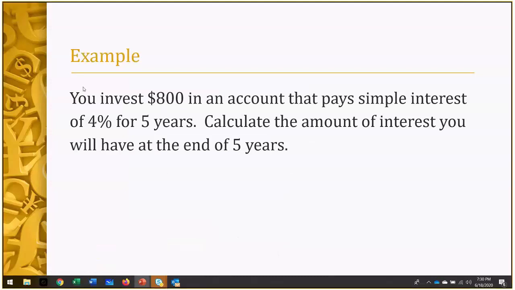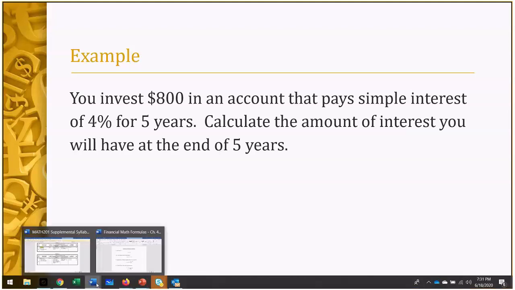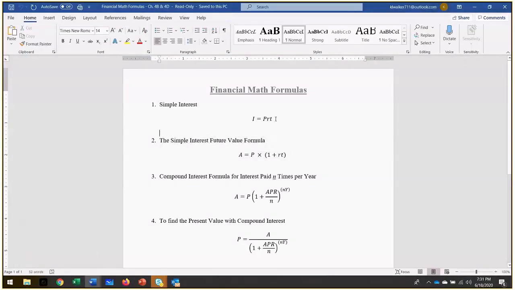Okay, so simple interest of 4% for 5 years. Calculate the amount of interest. That just narrowed it down to the one that says I equals. So the first thing I'm going to do is jot down I equals PRT. I'm going to take this one here. They asked for interest. So I'm going to write this down, and then I'm going to go through and try to find the 3 variables that I need so that I can plug it in and solve it.